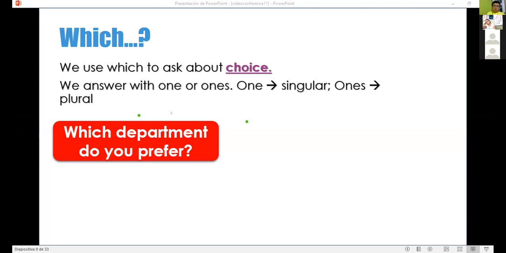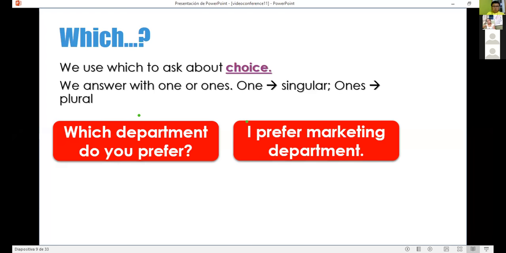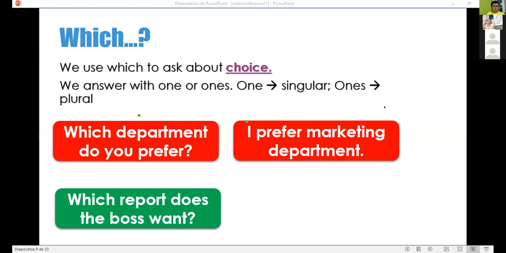Nice. And let's check the answers here, okay? I prefer, in this case, I'm sorry, I prefer the marketing department, or I prefer marketing department. Puede ser departamentos de donde vivir o departamentos de trabajo, okay? So, I prefer the marketing department. Okay, what about this one? Which report does the boss want? Which report does the boss want?